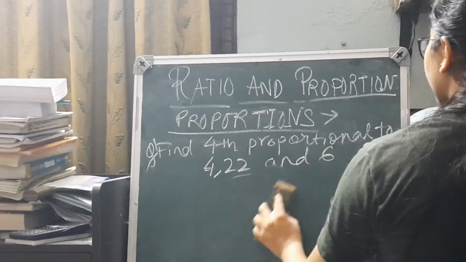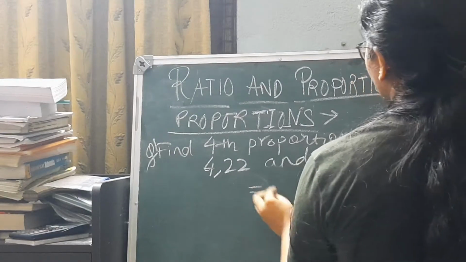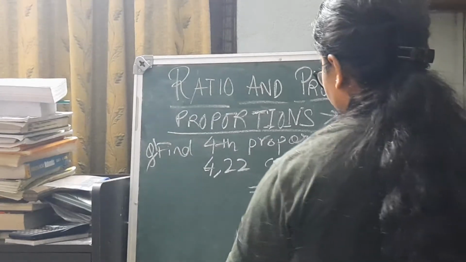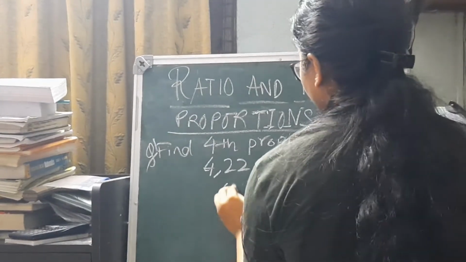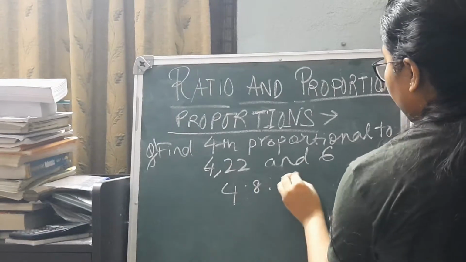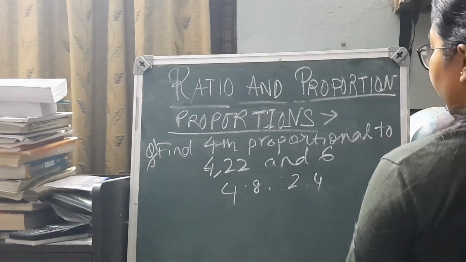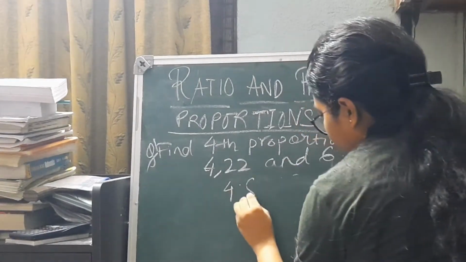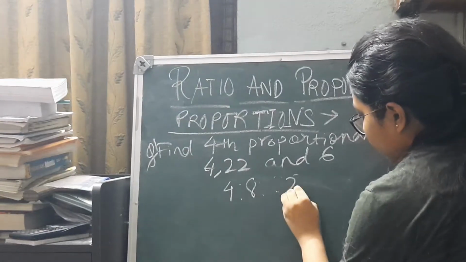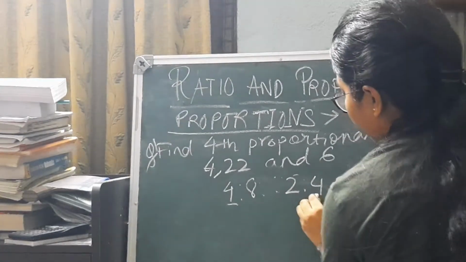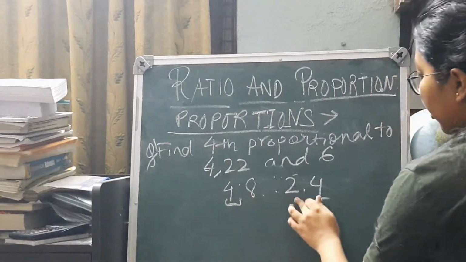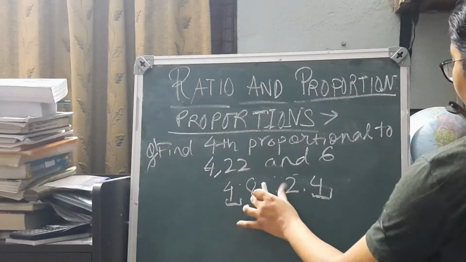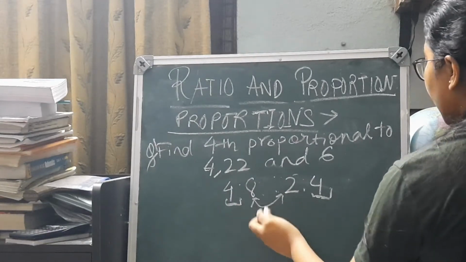But when we talk about proportion, instead of the equal sign, we use the double colon. So in general we write it as 4 is to 8 double colon 2 is to 4. This is the general notation of proportions. All these four are termed as the terms, and the extreme values are termed as the extremes, and these two are termed as the means.